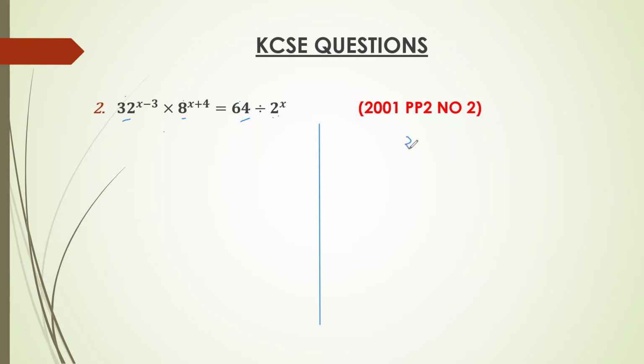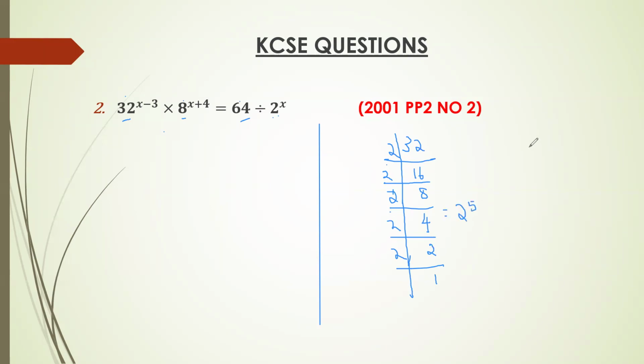Wachukua hii 32, divide na 2. So hapa ni 2, itakupa 16. Alafu tena divide na 2, itakupa 8. And then divide by 2 mpaka ikupe 1. Continue dividing by 2 mpaka ikupe 1. So imekupa ngapi? 1. So kuna 2 ngapi? Kuna 2 tano. So it means ni 2 power 5.